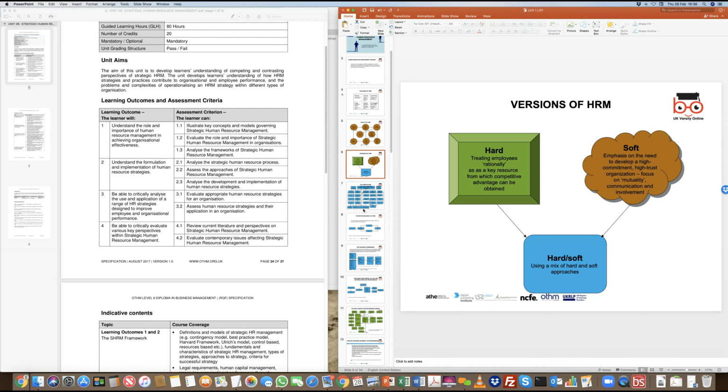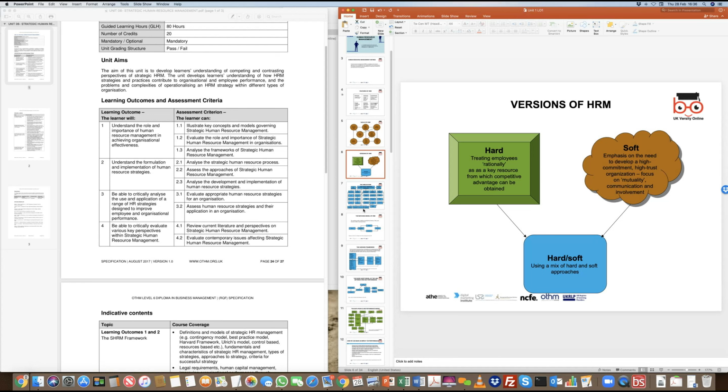Now, we look at differences also, and we do a comparison between hard and soft HRM. In hard HRM, the management treats workers as one of the resources. You are one of the resources, which is a financial resource, administrative resource, this, that.